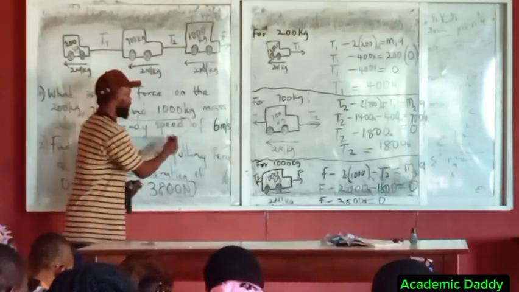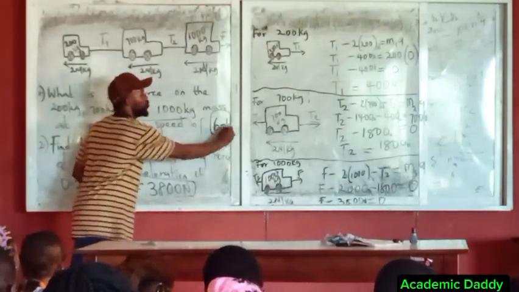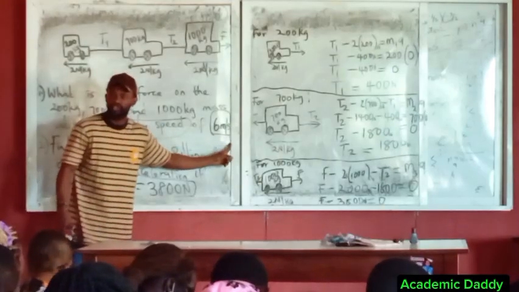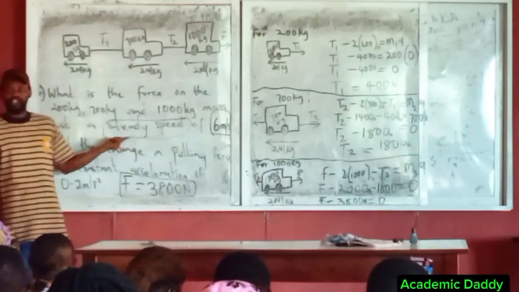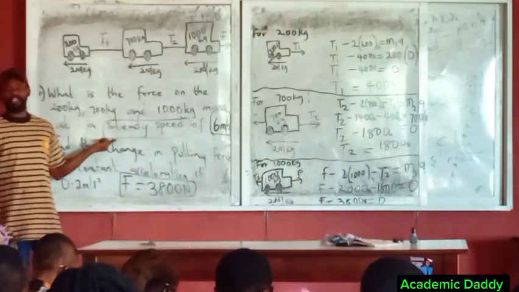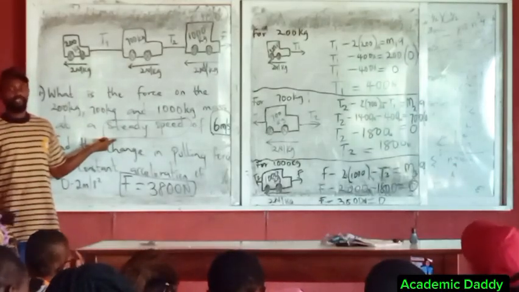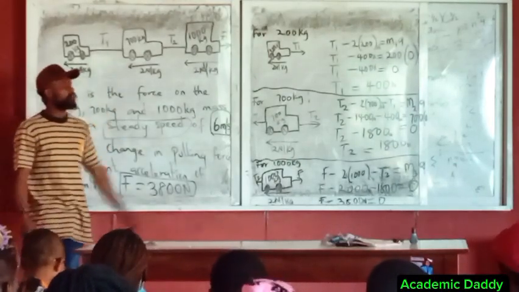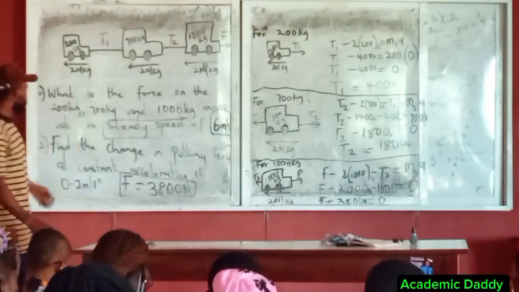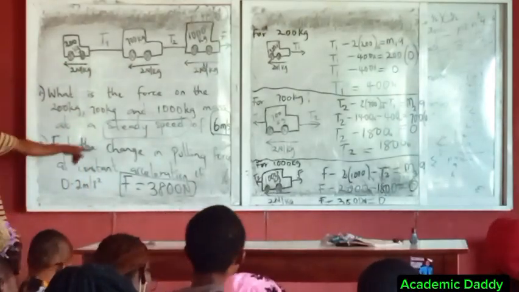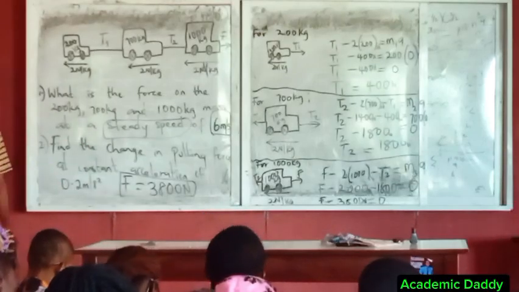I only put this steady speed of 6 meters per second to confuse you, because no matter what, steady speed will have no effect on the acceleration. At steady speed, acceleration is 0, and I've drawn it down for you to see, so it's not confusing. The next thing they are asking us is to find the change in pulling force at a constant acceleration of 0.2 meters per second squared.